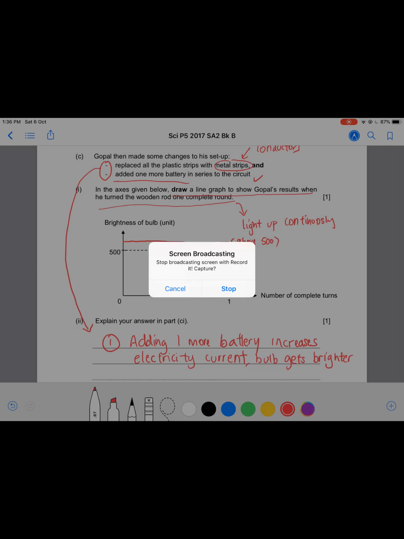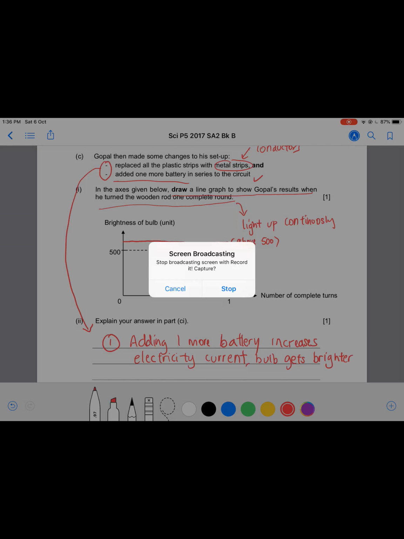Okay, I'll continue in the next. Okay, so we continue from the second half. You have explained about the battery, and we're going to now explain about how changing the plastic strips to metal strips will help. Okay, so why does having a metal strip make sure that the light, the brightness remains constant?